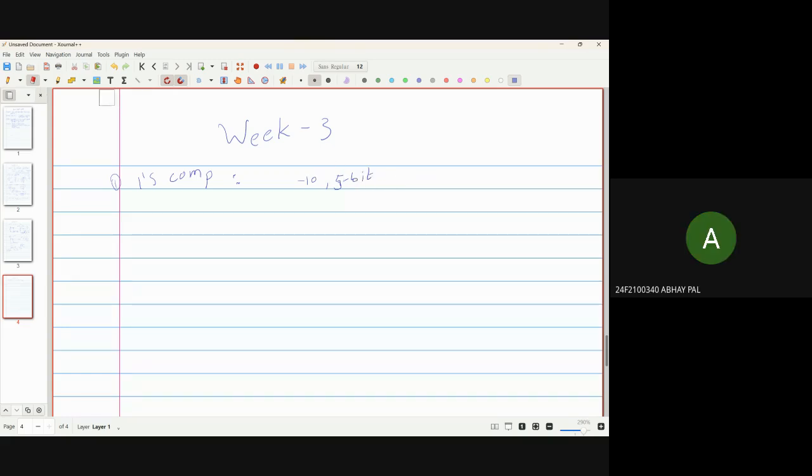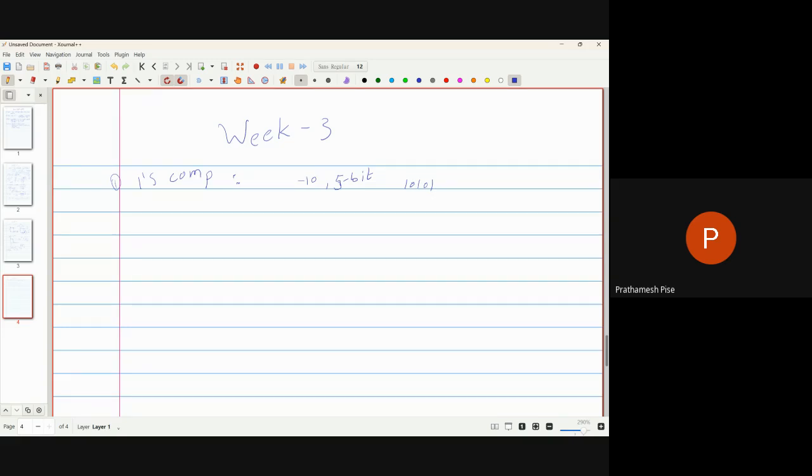11010. Sir, it would be 01010. How can it be 01010? Oh, sorry. It will be 10101, right? Yes, this is ones complement. Sorry, sir. So this is negative 10 in 5 bits, right?